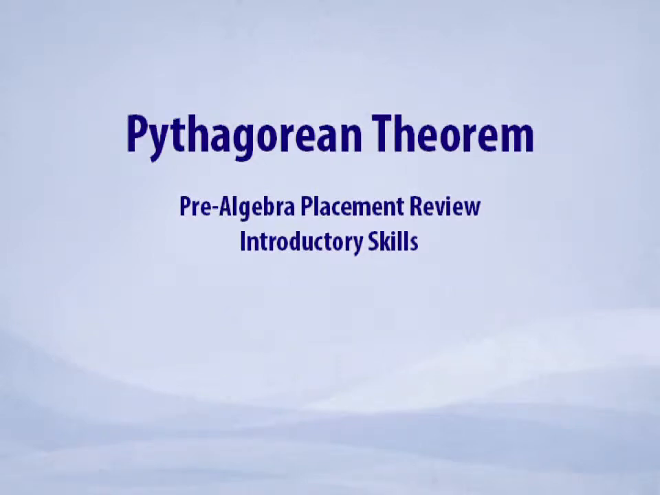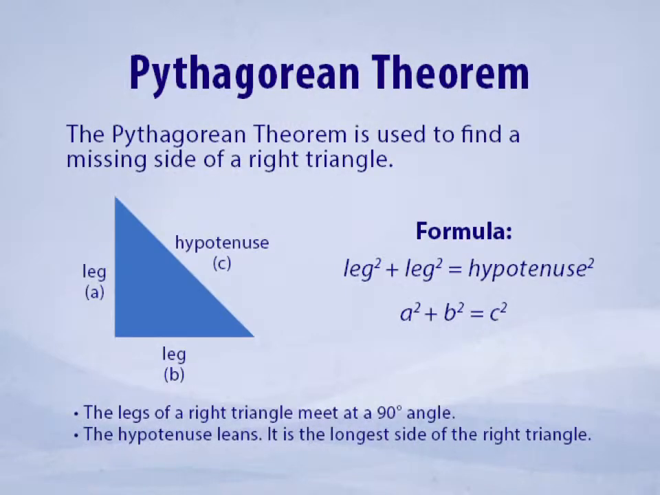Today we're going to look at a little bit of geometry. We're going to look at the Pythagorean theorem. The Pythagorean theorem is used to find a missing side of a right triangle.